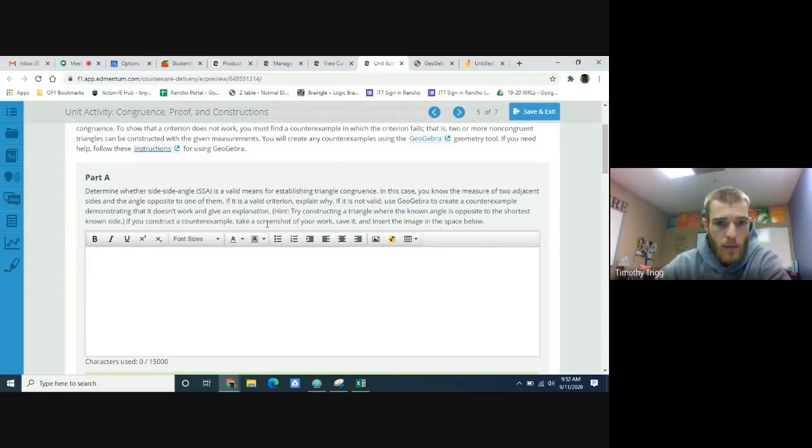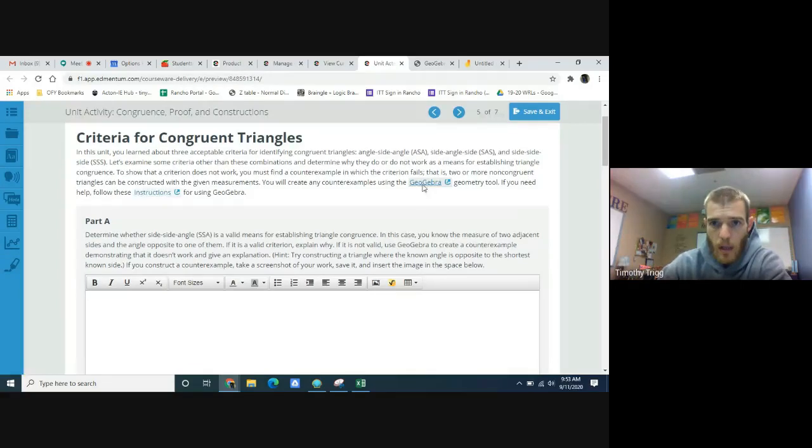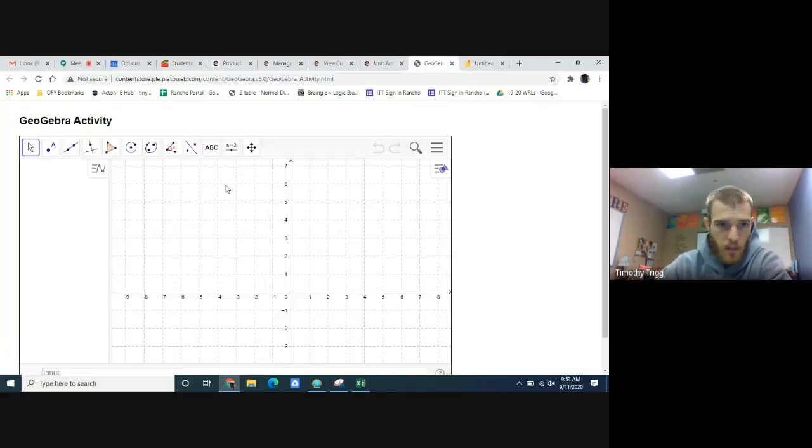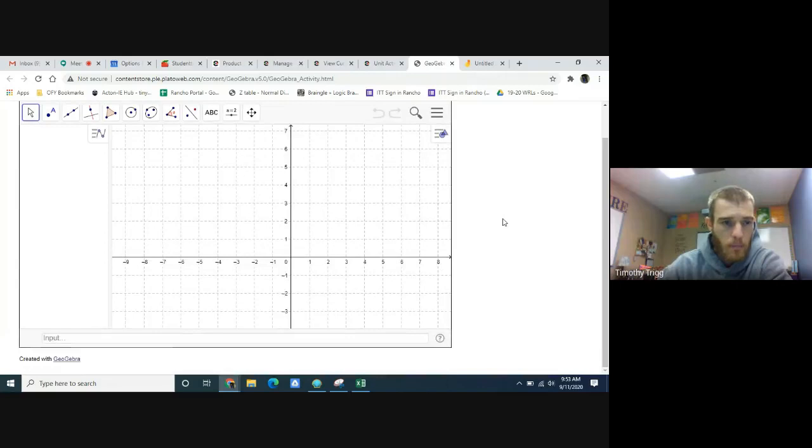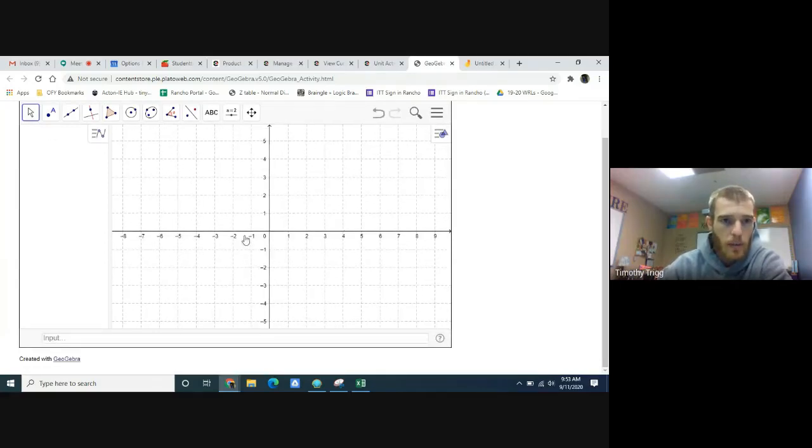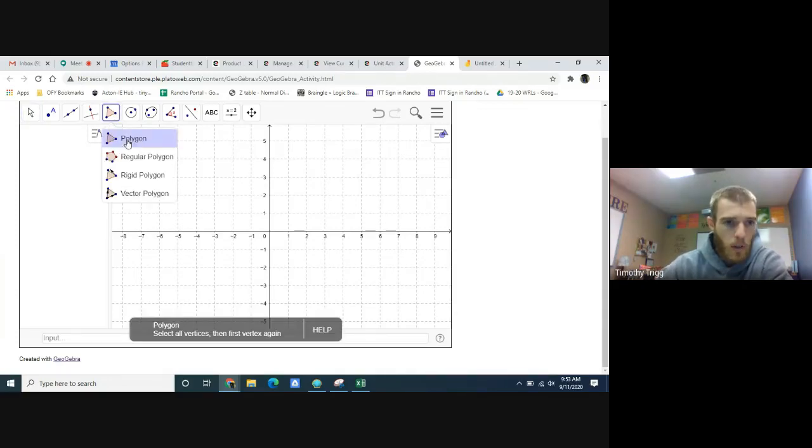If you construct a counterexample, take a screenshot of your work, save it, and insert the image in the space below. Okay, so you can click on this link right here, GeoGebra, and it'll pull up the GeoGebra app. Very good. Looks like this. So the first thing the hint told us was to construct a triangle. So we're going to go to this polygon tool, and I'm going to construct a triangle.